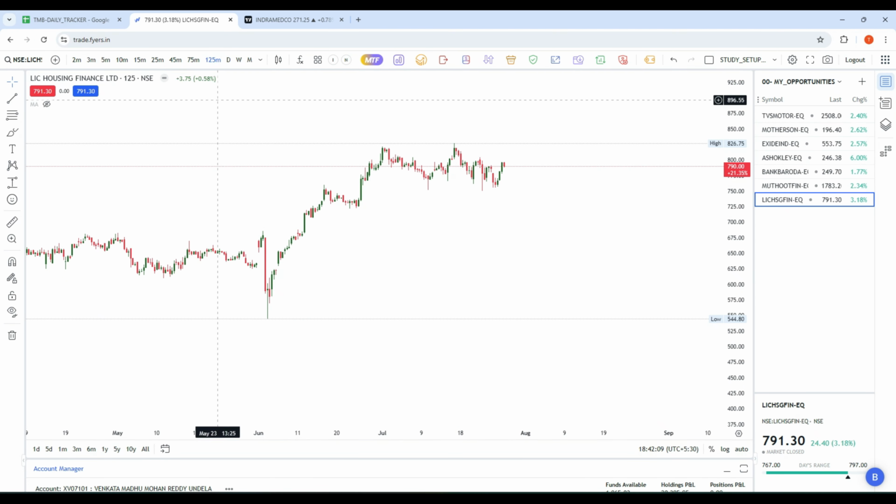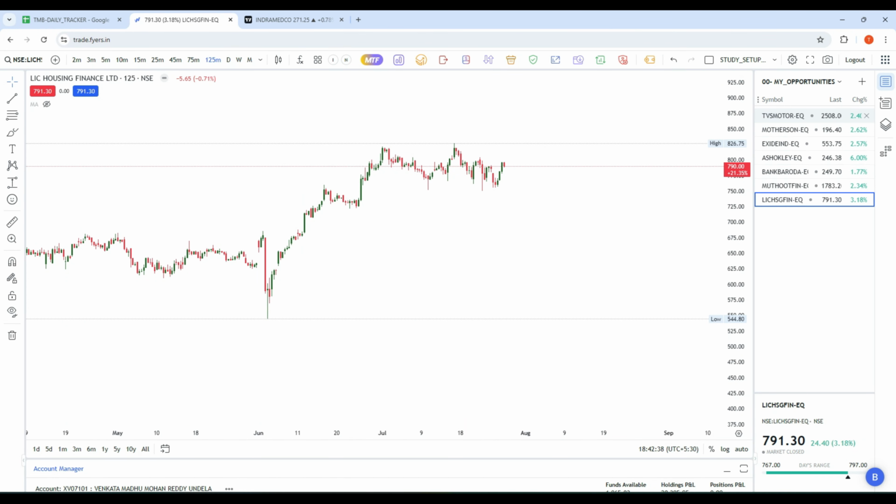This is a little higher time frame, lower than the day time frame. I wanted to check something like 125 or 75 minutes. For clear visibility, I took the 125 minutes. Normally the 125 minutes is not available in TradingView, so I picked the Fyers platform where TradingView is free.